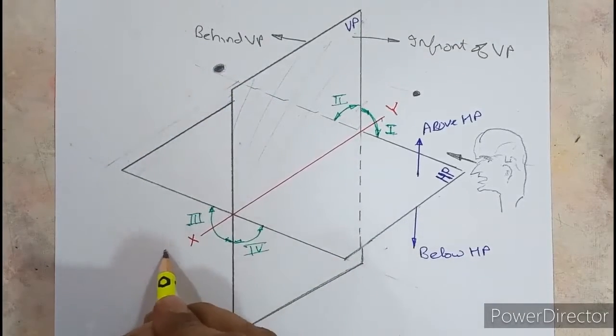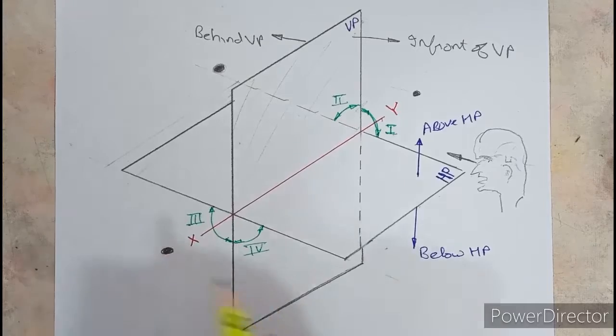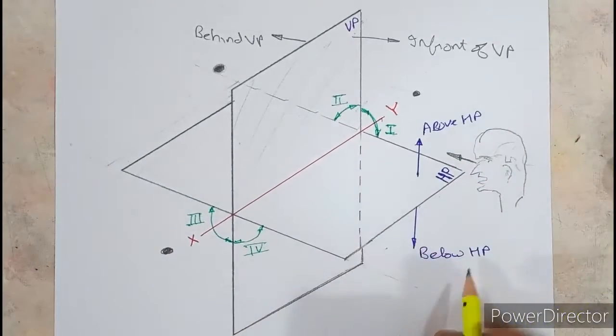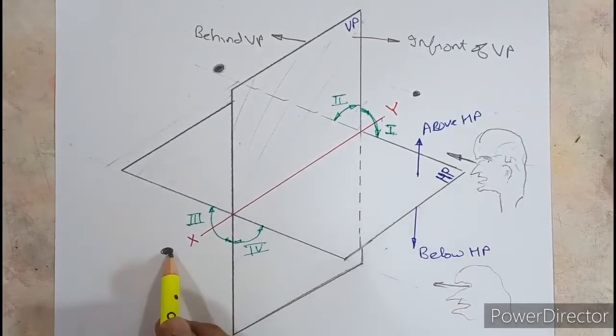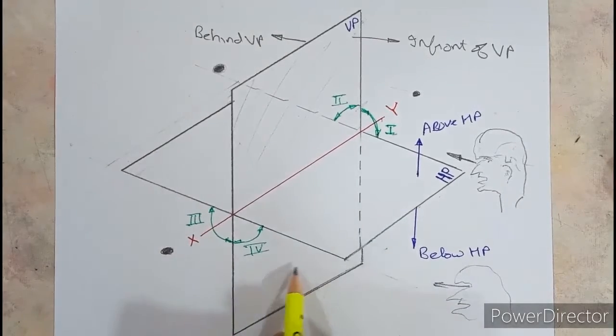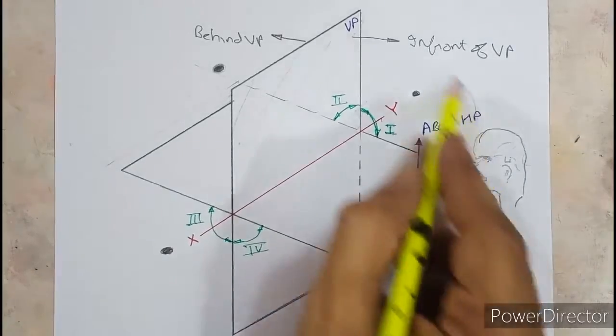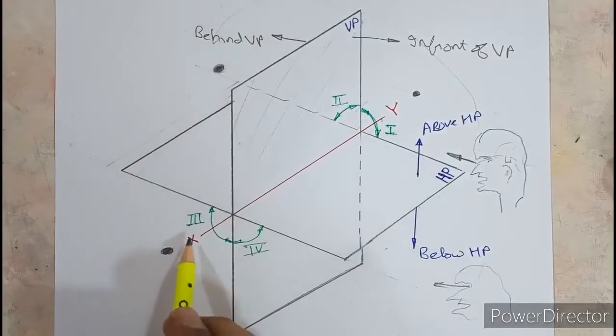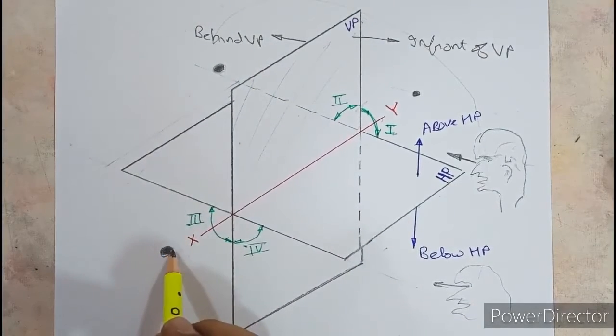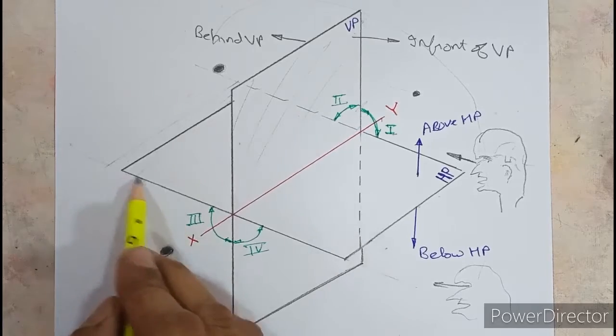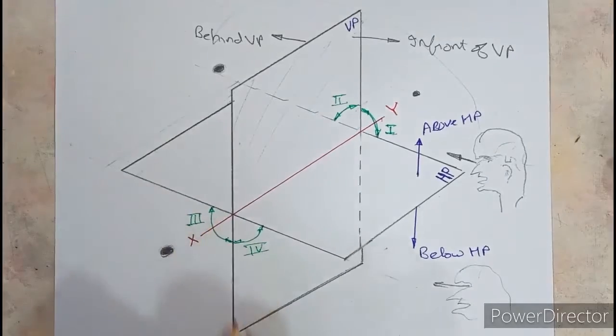Similarly, if an object is placed in the third quadrant, the observer would have to come somewhere here and look from this side. Again, you cannot see this object in the front, so VP is again assumed to be transparent. One more thing: when you look in the top view from here, you cannot see the object in the third quadrant from the top view either. So whenever an object is placed in the third quadrant, both HP and VP are assumed to be transparent.